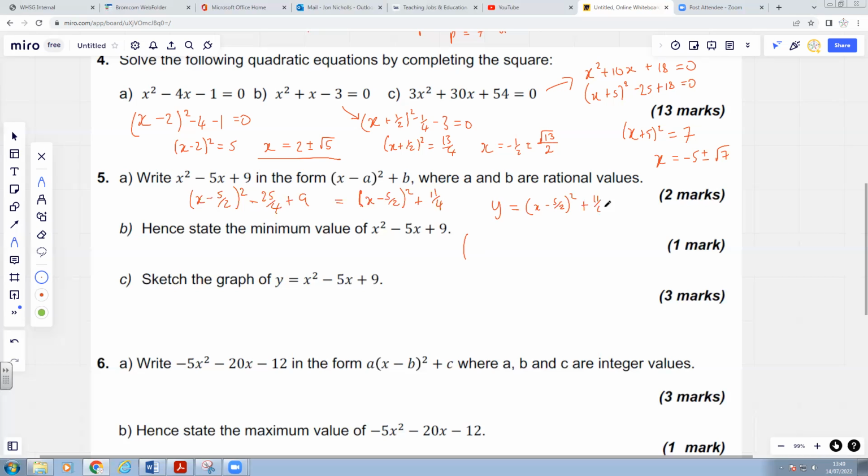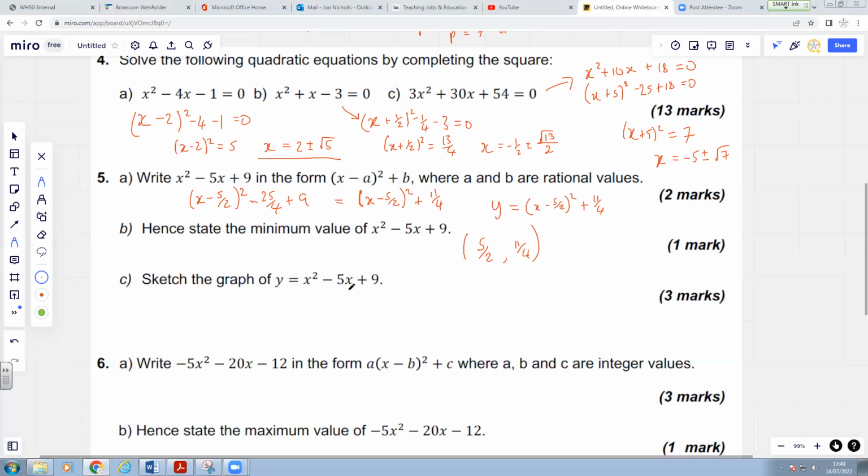And then we're adding 11 over 4. Well, if I'm trying to make y as small as possible, I'm minimizing y, I want to make this as small as possible. And the smallest it can be is 0, at which point y is 11 over 4. And if I want this all to be 0, x is going to be 5 over 2. That's why I don't change the sign on x. Sorry, I do change the sign here, but I don't change the sign there.